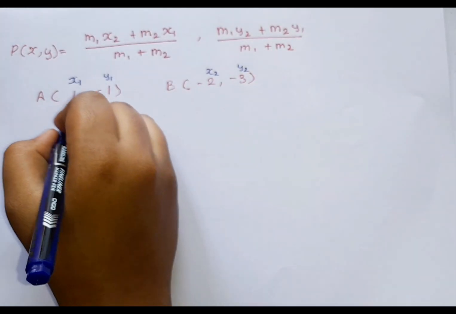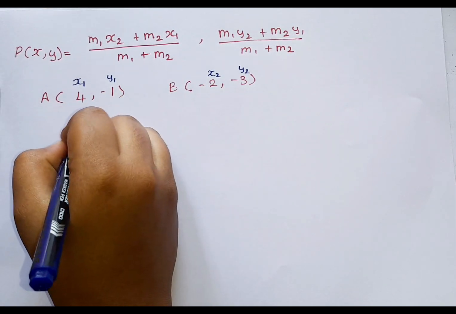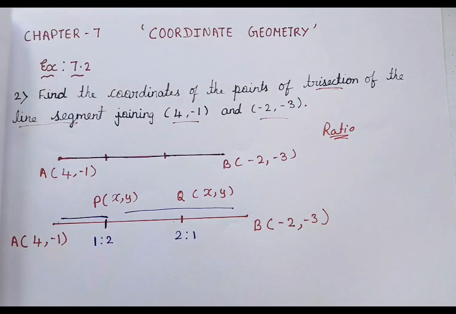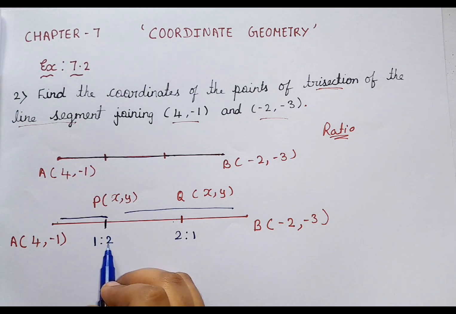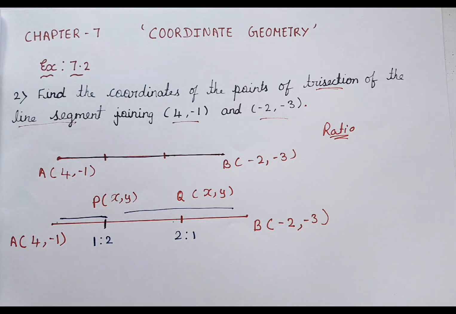What about the ratios? What is the m1 value and m2 value? Since we are supposed to find the P coordinate, the ratio is 1:2. How? Here we have 1 part and here we have 2 parts. That's why it is 1:2.